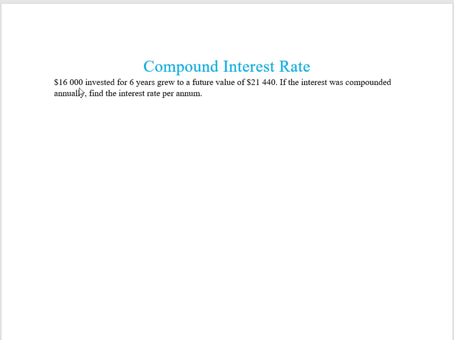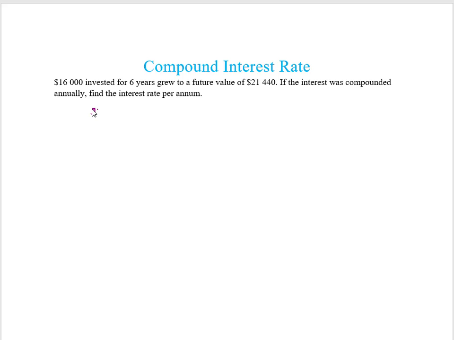Compound interest rate. $16,000 invested for 6 years grew to a future value of $21,440. If the interest was compounded annually, find the interest rate per annum. So there's a lot of stuff going on here, so we really need to break it down into the parts that I know.